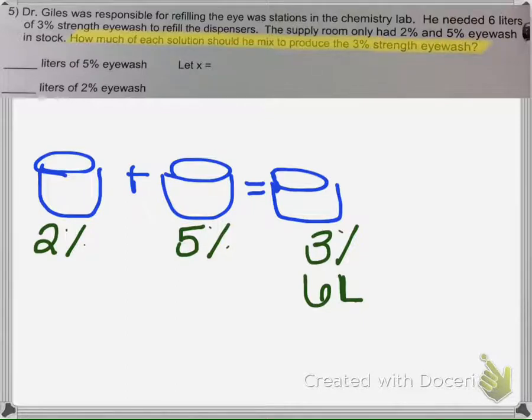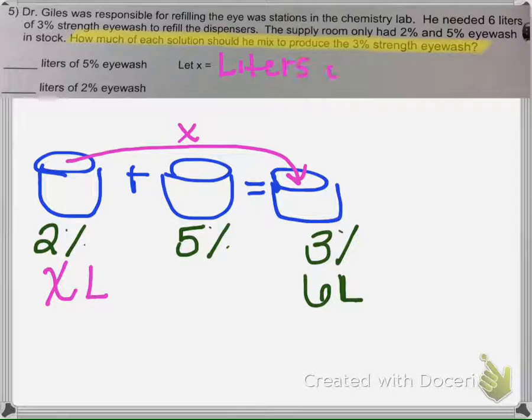So we're trying to figure out how much do we need to pour into here from each one of these. So I'm going to let x represent how many liters I pour in of this. So I'm going to let x represent the liters of the 2% strength eyewash.